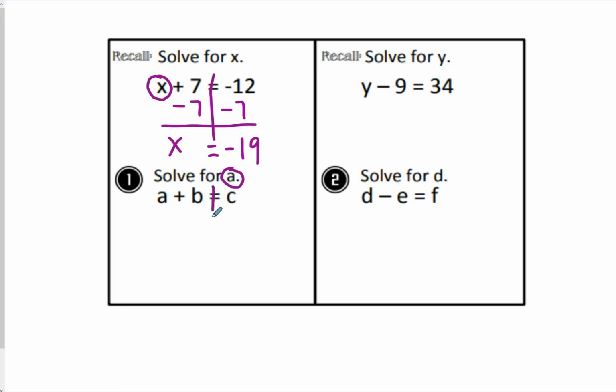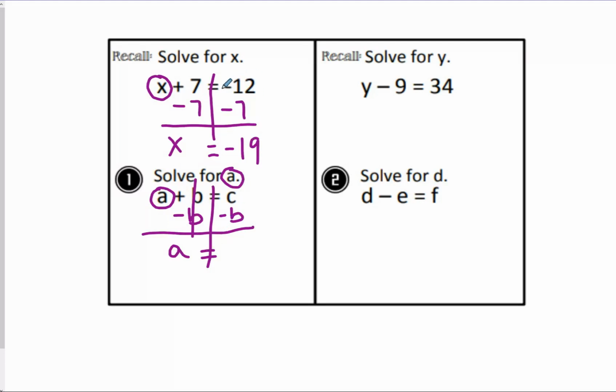The only difference is instead of having a constant of 7, we're actually going to have a variable of b, and instead of the constant negative 12, we're also going to have the variable c. But when I'm isolating, I'm still going to look for anything that's being added or subtracted. B is being added, so I'm going to apply the inverse to both sides of the equation. And I'm going to simplify what I have. So I end up with a equals, my b terms cancel.